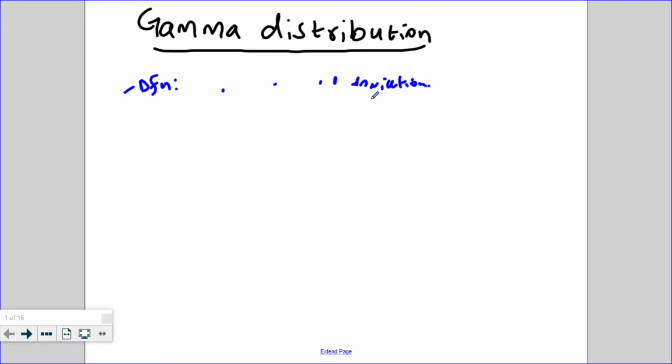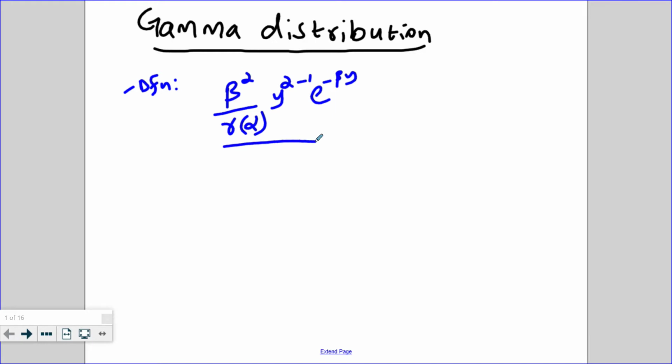So at the start, let us look at the definition. We say that y is distributed as a gamma variable with parameters alpha and beta if it has a corresponding PDF, which is the probability density of y given alpha and beta, equal to beta to the power alpha over gamma of alpha, times y raised to the power alpha minus 1, times exponential of negative beta y. So that is all about the definition of gamma distribution.